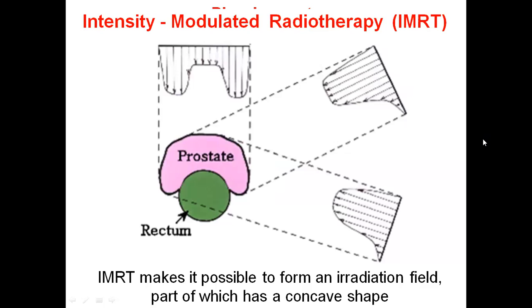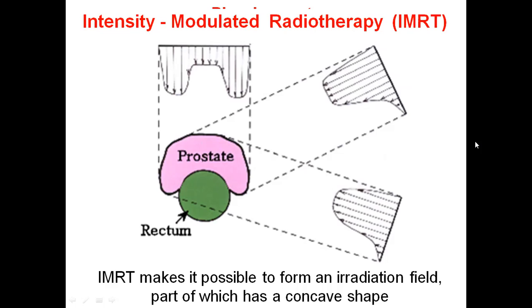Further development of conformal technology is intensity modulated radiotherapy, when the leaves of the collimator during a session do not remain fixed but change their position, thus constantly adjusting the shape of the radiation field to the shape of the tumor. Due to the moving of the collimator's leaves, the radiation dose varies over the exposure time, depending on the thickness of the target, or the thickness of the tumor.